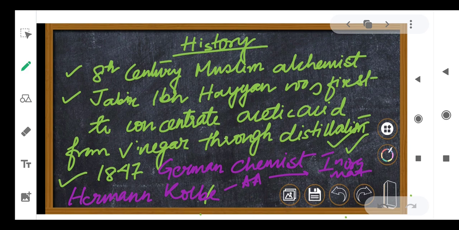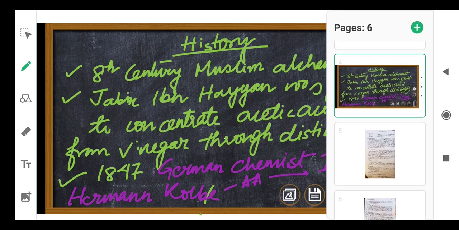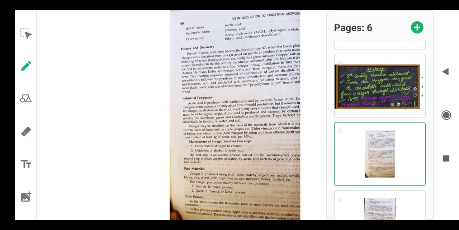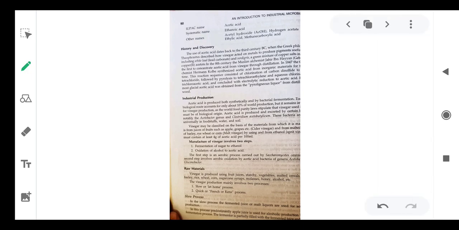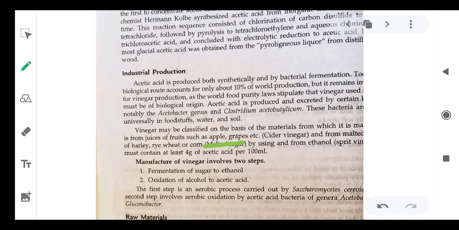By 1910, most glacial acetic acid was obtained from pyroligneous liquor from the distillation of wood. So now we will move on to the industrial production of acetic acid.